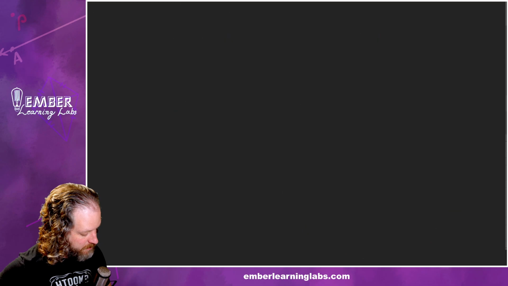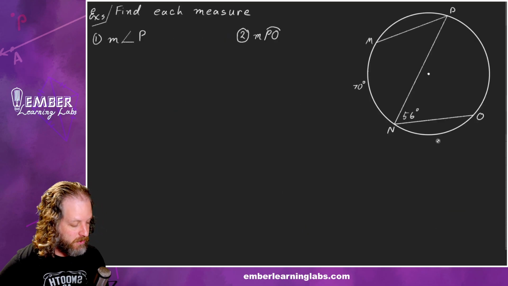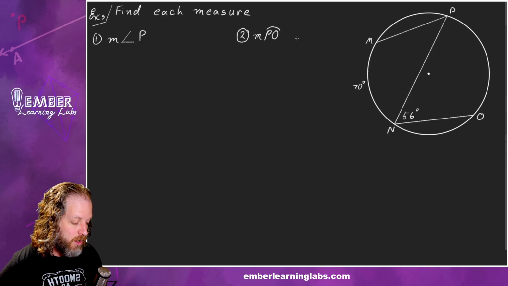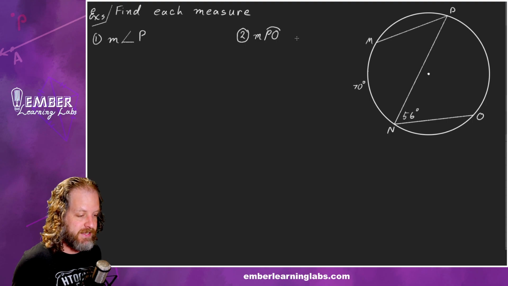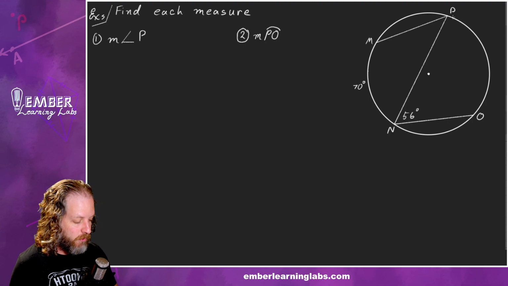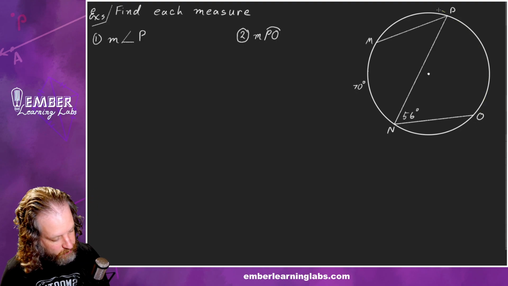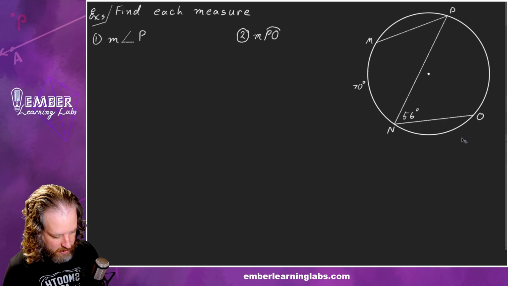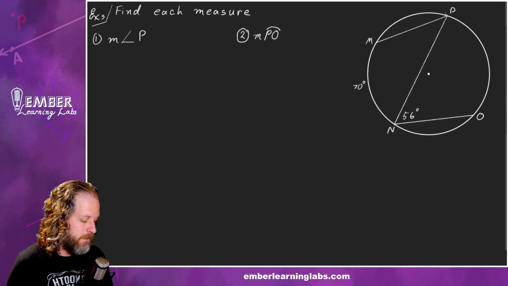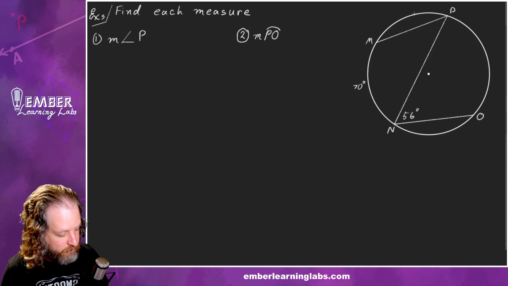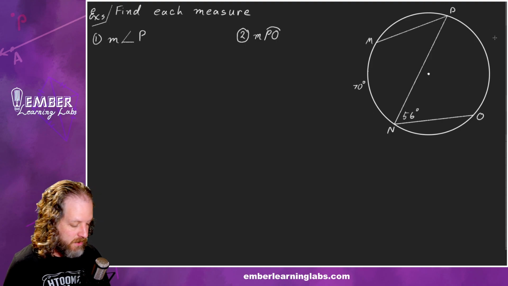Let's do an example or two with that theorem. So we're going to find each angle measure: the measure of angle P and the measure of arc PO. Now, I think we talked about this in the last lesson, and I will remind you again that the order matters, right? Because PO would be this arc right here. I know that this would also be PO, but if we were describing one of these, we would do PMO or PNO, right? Either one of those would be this bigger arc over here.